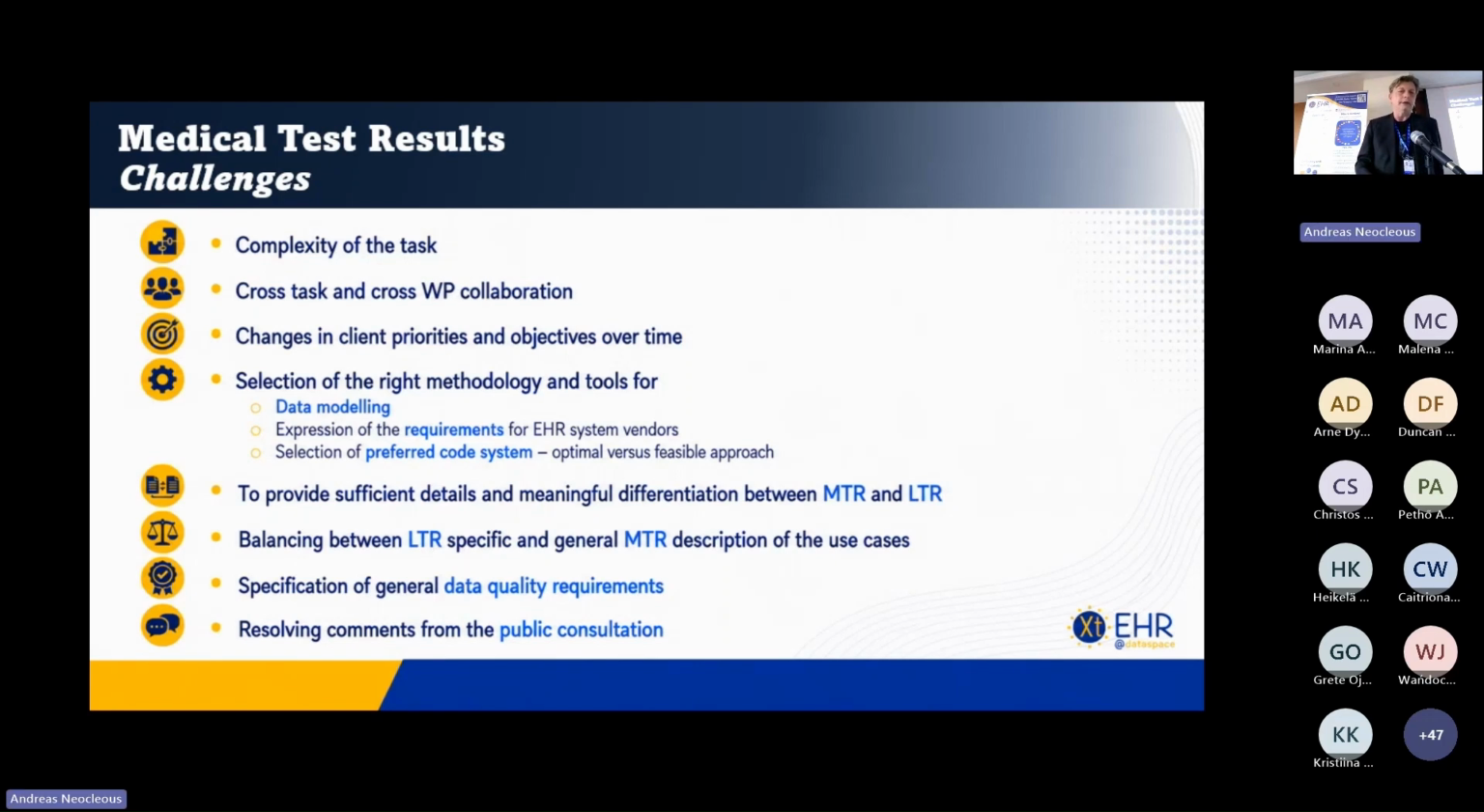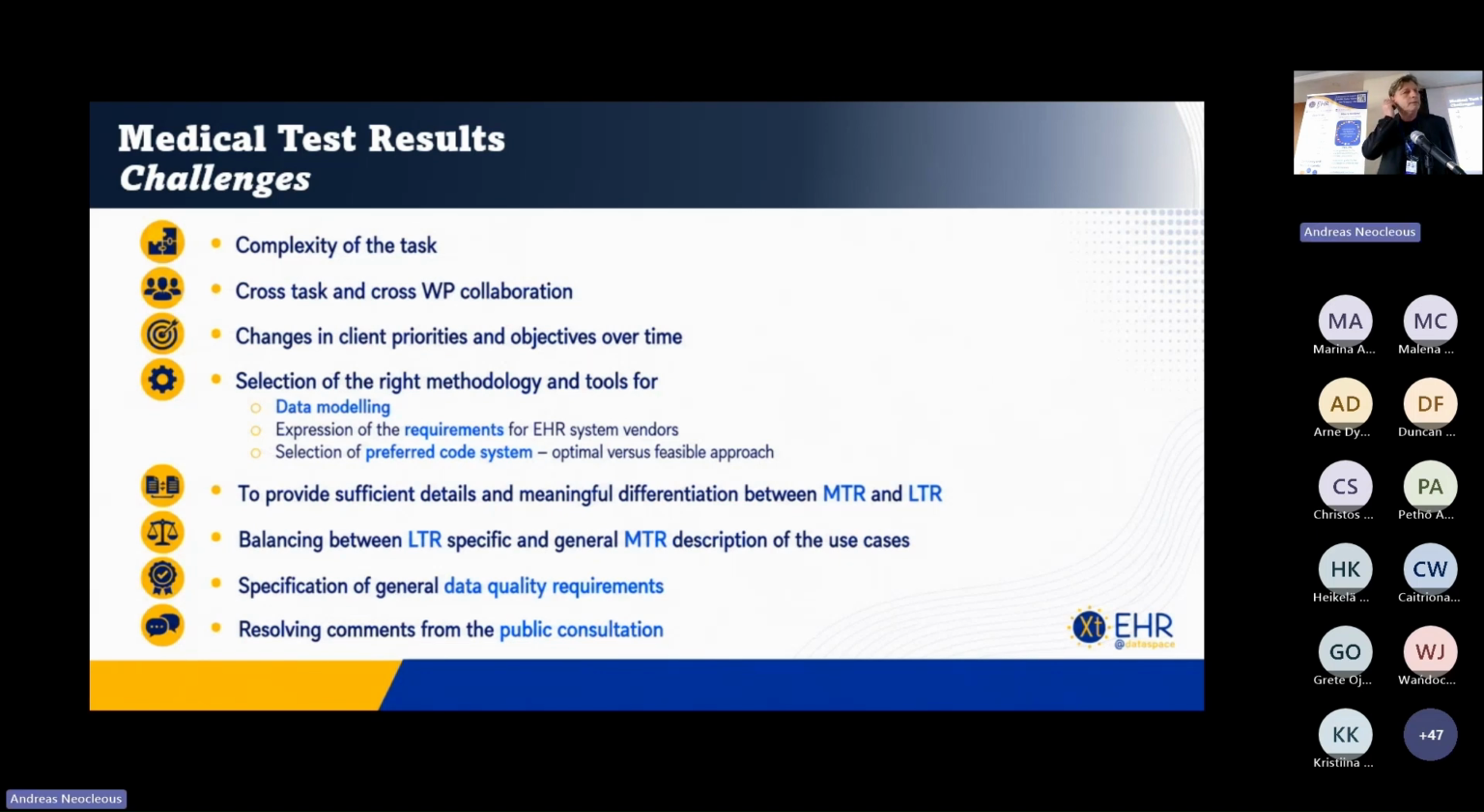I already have mentioned some time that we have spent discussing what would be the right tools and methodologies to cover these requirements from our client, which was the Commission and the member states, of course, the eHealth Network.